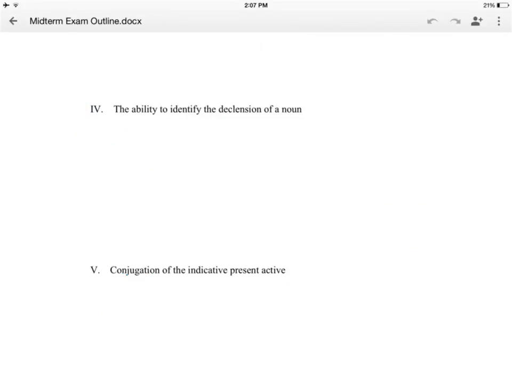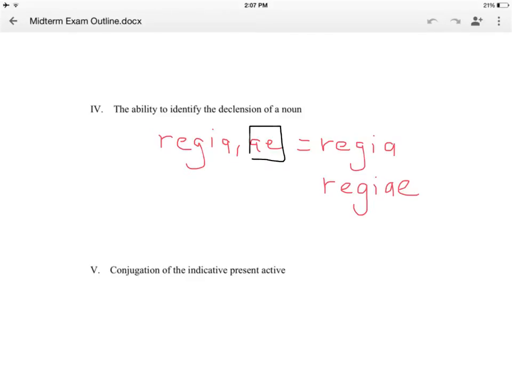Topic 4 is the ability to identify the declension of a noun. It's a similar process. If you have a lexical entry, for example, regii, as the book abbreviates it, which is the nominative singular if you write it out in full, and the genitive singular if you write it out in full. If you have this lexical entry, because the genitive ends in AE, that's the best and safest way to identify it, that's a first declension.